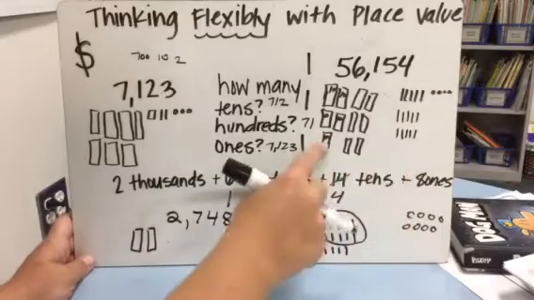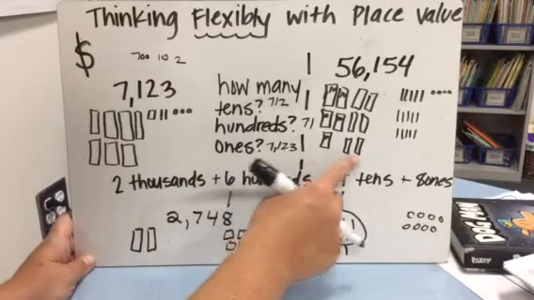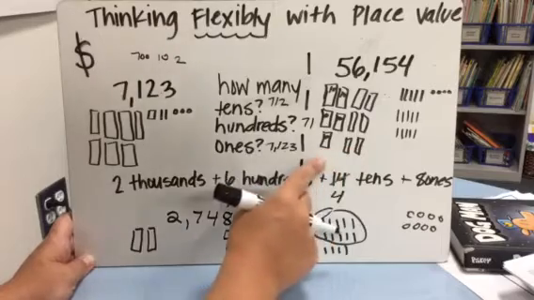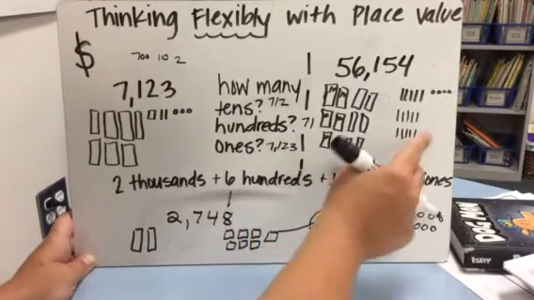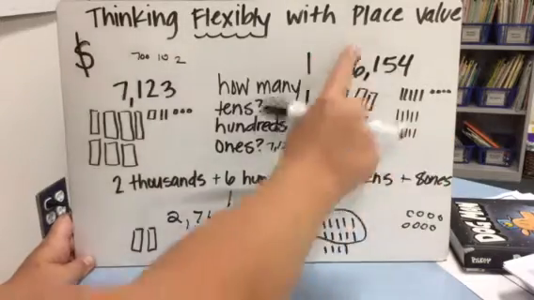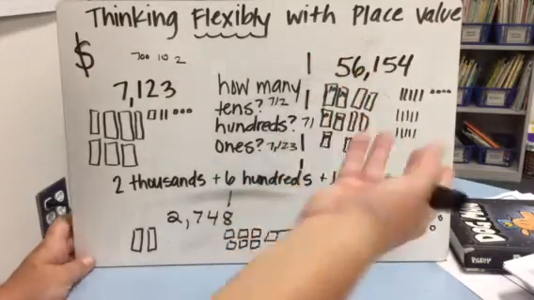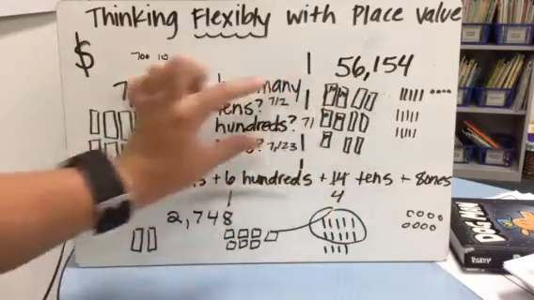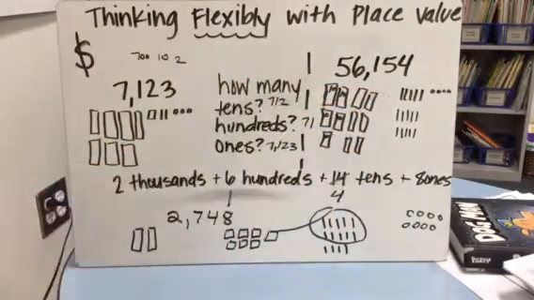So the same value would be 5 10,000s, 6 thousands, 15 tens, and 4 ones. Still gives me the same value, but I've represented it in a different way. And again, that shows you that numbers can be flexible back and forth from place value. But because of our base 10 system, we kind of keep them all grouped by tens.